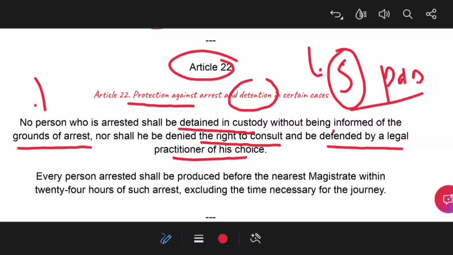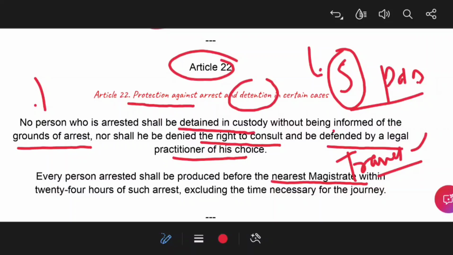And the third right is that the police have to present you before the nearest magistrate within 24 hours of the arrest. Does it include travel time? No. Because let's suppose police arrested a person from Assam and they have to bring that person to Uttar Pradesh, then the travel time can exceed 24 hours. So travel time is generally not included.